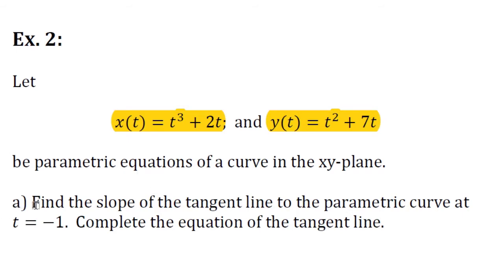So question A right here is immediately asking: find the slope of the tangent line to the parametric curve at t equals 1. Okay, and complete the equation of the tangent line. Okay, and so now a lot of things going on here. So let's break it down one by one right there.